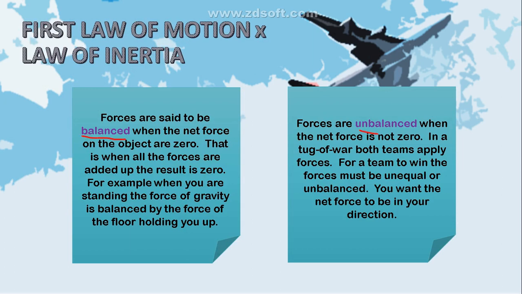So, what is the difference between the two? Forces are said to be balanced when the net force on the object is zero. When we say net force, it is the total force. So, when the summation of your forces is equal to zero, it means your forces are balanced.